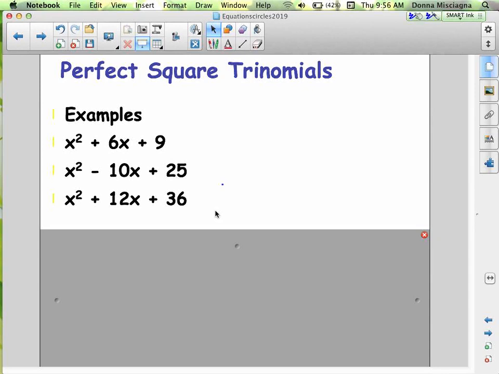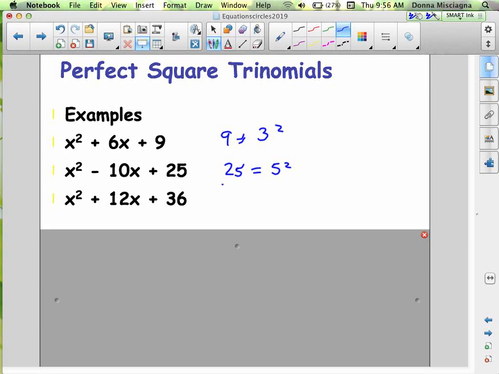I said that the constants in all of these were perfect squares, right? Because 9 is equal to 3 squared. And 25 is equal to 5 squared. And 36 is equal to 6 squared. Well, now do you see the relationship? And it's the same relationship for all of them. If you haven't figured it out, I'm going to give you another hint.